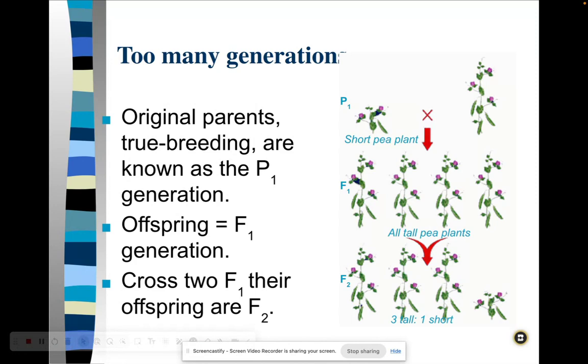Original parents, true breeding, are known as the P1 generation, so they're parental. The offspring is the F1 generation, the filial, Latin for son. And if you cross two of these, this would be F2.